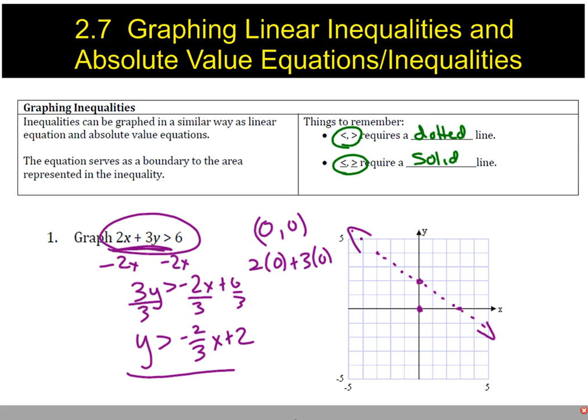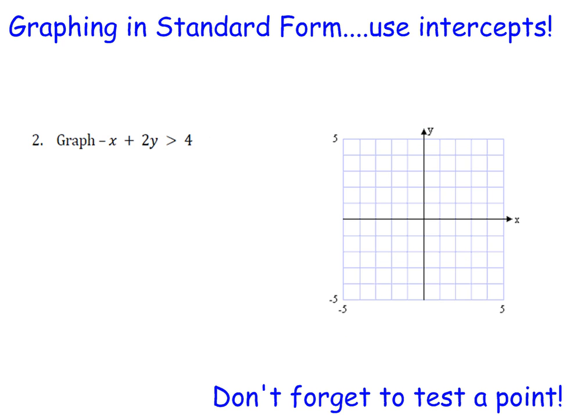So if I put 0, 0 in here, is that statement true? Well, is 0 bigger than 6? No, it's not. So 0, 0 does not work. That tells me I'm going to shade away from there. So that tells me that I'm going to shade this area here. So if I'm looking this way, it's the same kind of idea.